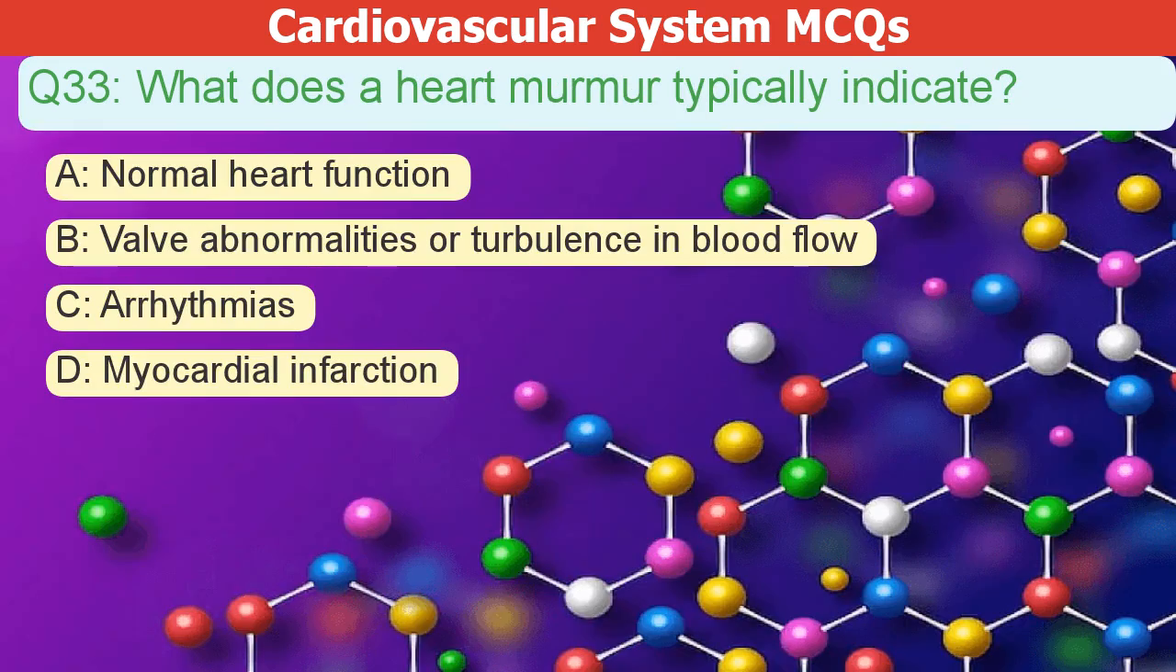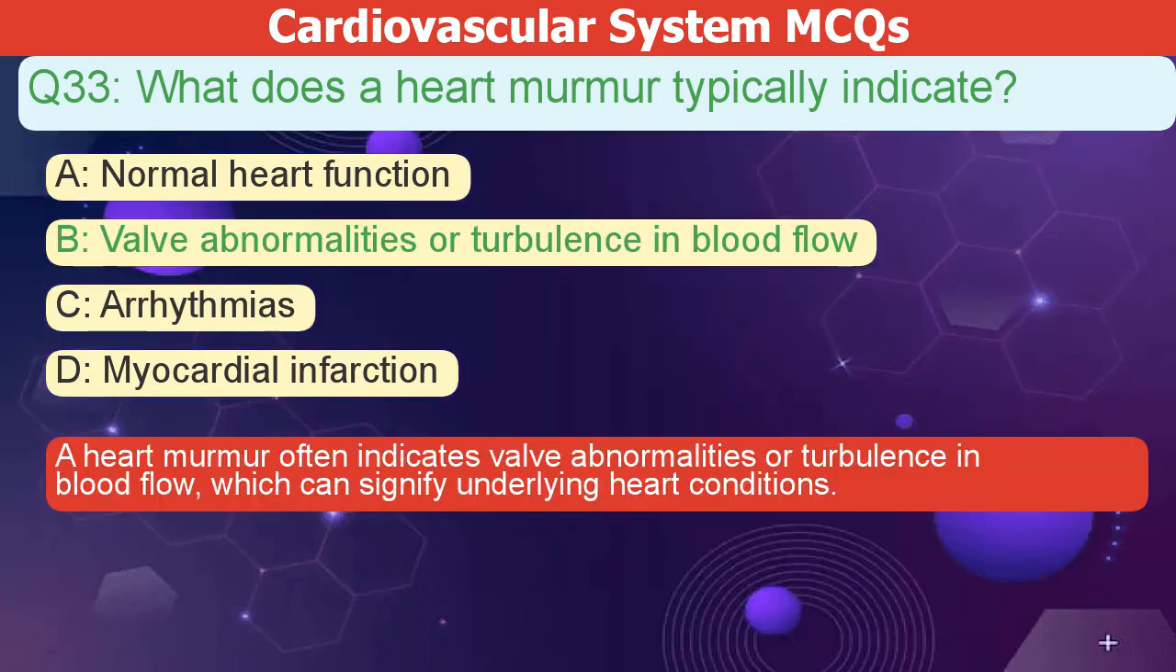What does a heart murmur typically indicate? A. Normal heart function. B. Valve abnormalities or turbulence in blood flow. C. Arrhythmias. D. Myocardial infarction. The correct answer is B. A heart murmur often indicates valve abnormalities or turbulence in blood flow, which can signify underlying heart conditions.